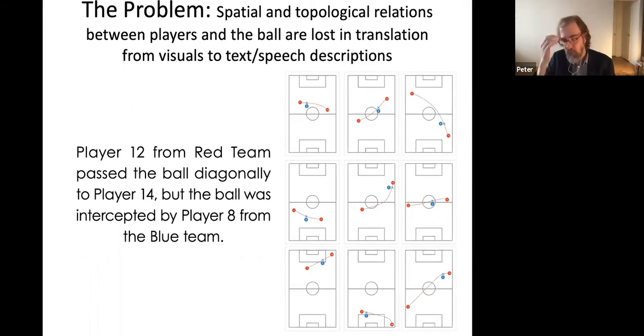And so, like in this research, but it's intuitive, one of the most important things that you're trying to get as a soccer spectator is the location of the ball relative to the players. That's what the game's all about, okay? So those spatial and topological properties of the game are what was being lost in that translation process from the visual to text or to spoken language, okay?